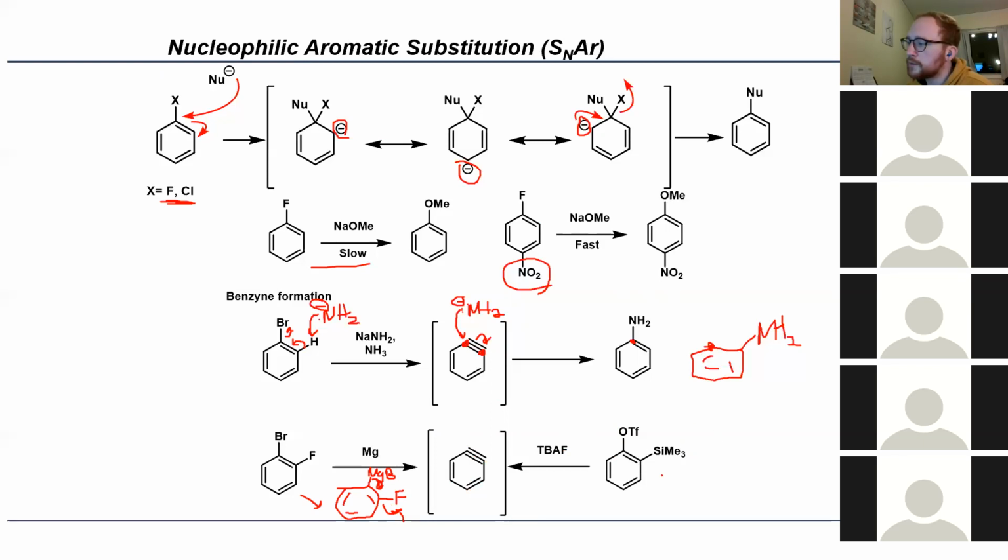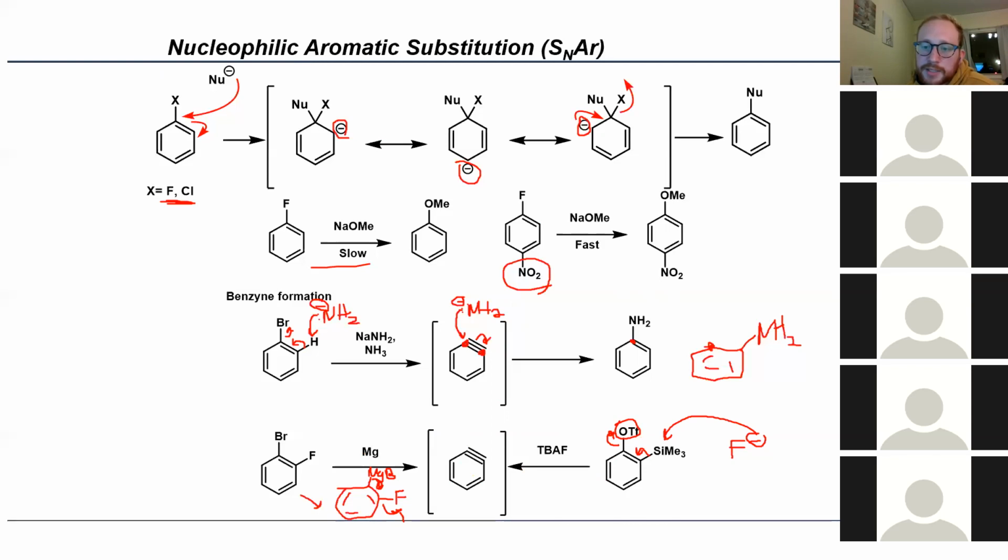Another great way to do this is, if we have silyl triflates, we can add a fluoride to them, and it'll collapse and kick out the triflate group. Triflate is a good leaving group. It's kind of like a halide in that respect. And so this is another way we can form benzyne. There's also a way you can form it through decarboxylation, but these are some good methods.